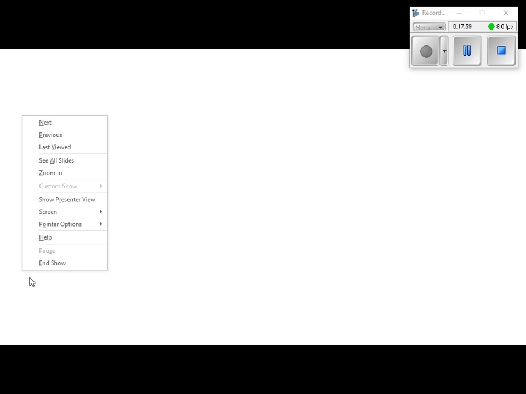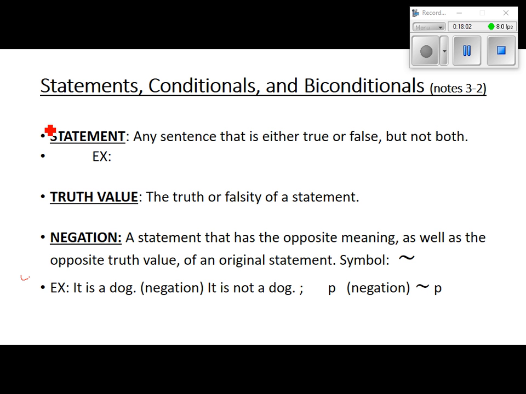If you didn't grab the notes, grab them now. Start filling in what you need to fill in on this.